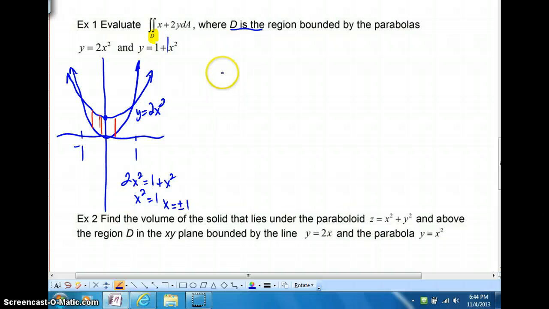So how could we write this integral up? Well, again, beginning with the boundaries affecting y.